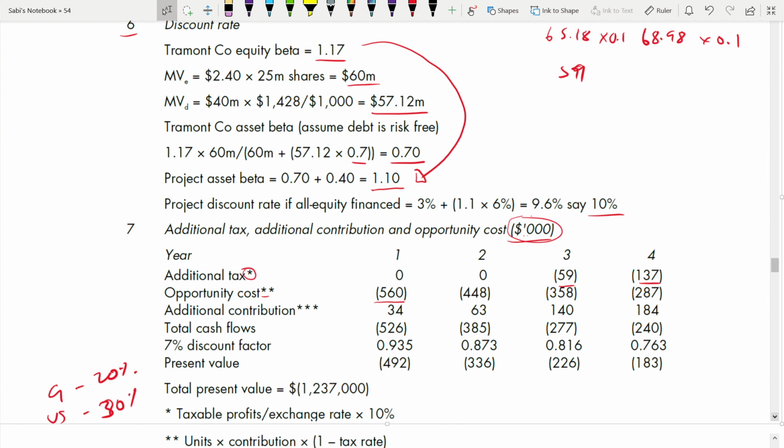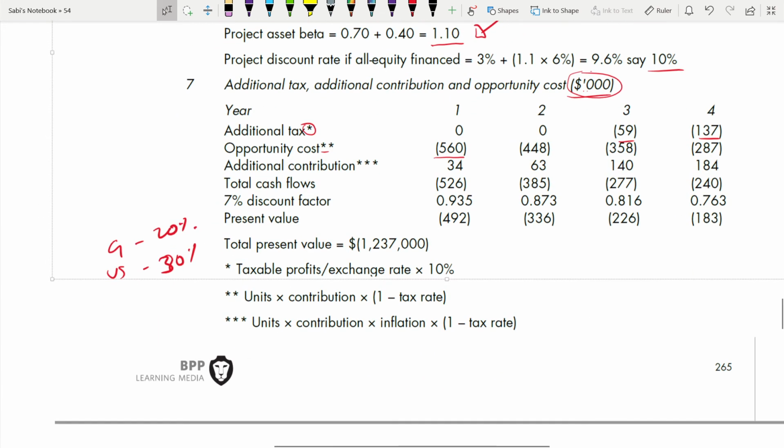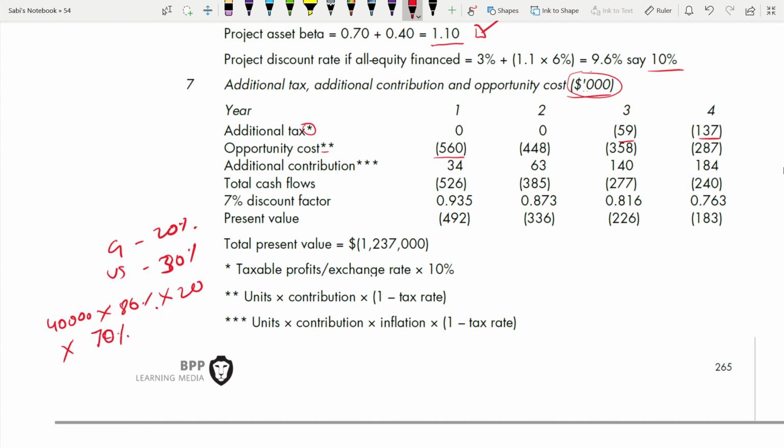So they told it will reduce by 20% the units. It will reduce by 20,000. Now it is 40,000. So 40,000 you deduct by 20%, means you take 80% of this. On that you have to multiply it by 20, because the contribution per unit, and then multiply this by the after tax, which is 70%, because tax is 30%, which you will be getting 448,000.